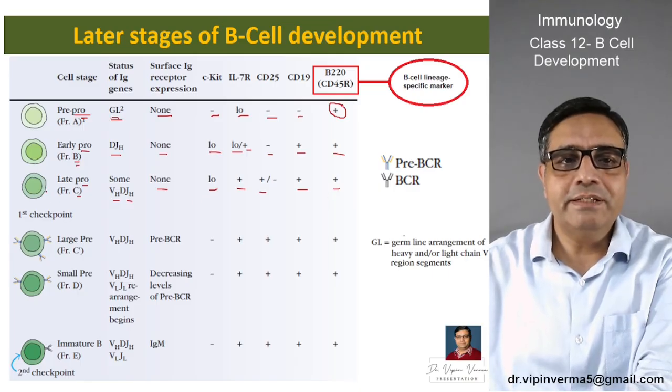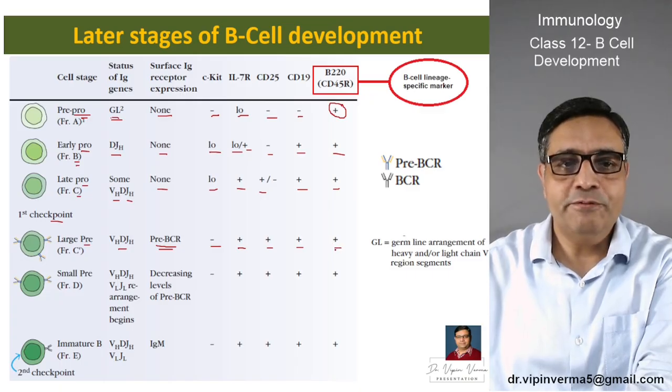Now, after completing the first checkpoint, it moves towards the large pre-B cell stage, where the V heavy and DJ heavy chain recombine, and then we have the first pre-BCR, which is the pre-B cell receptor. While c-KIT is absent, IL-7R is positive, CD25 is positive, and CD19 is positive. And as usual, B220 or CD45R is positive as well.